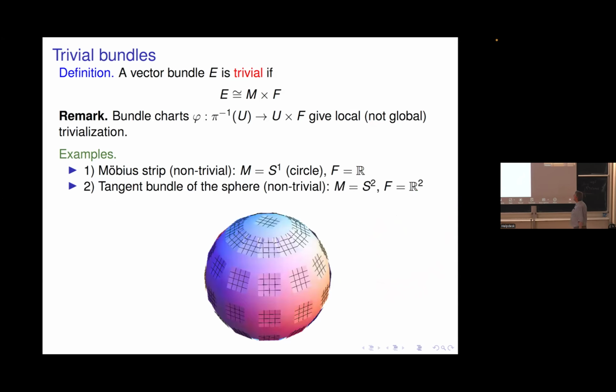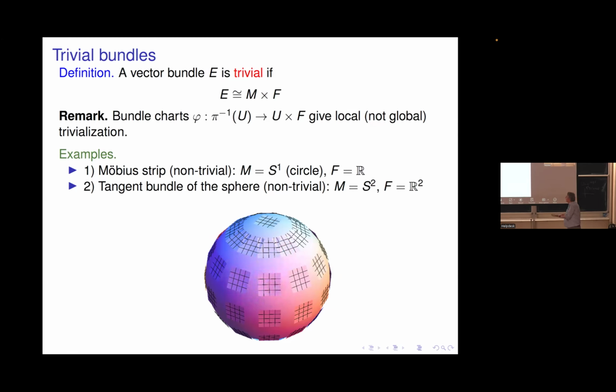Here is the second one. You take the sphere, and at each point you take the tangent space, and in this case the typical fiber would be R2. And so the question is, if this were trivial, what would this mean? That you can find coordinates on the sphere such that the induced coordinates on each tangent space are those you see here.